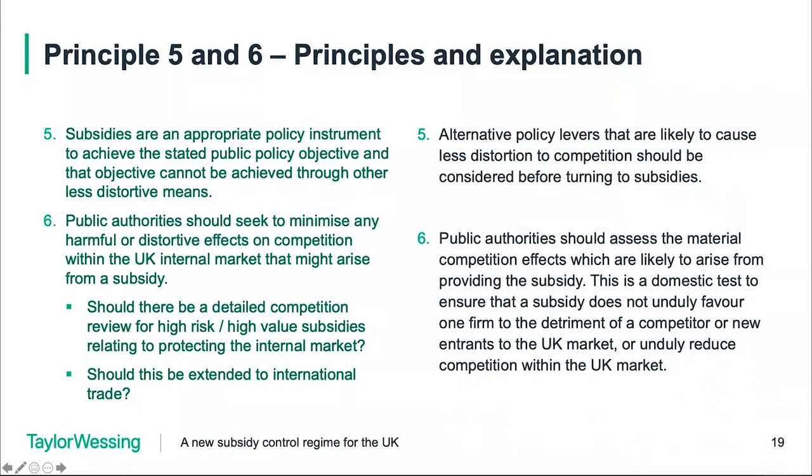Principle number 6, public authorities should seek to minimize any harmful or distortive effects on competition within the UK internal market that might arise from a subsidy. Principle number 6 is key to this government because, again, they're concerned about subsidies granted by the devolved nations. So actually, in relation to this principle, the government asked if in this scenario there should be a detailed competition review for high-risk, high-value subsidies in order to protect the internal market. And if it's a good idea to include it, then should it be included also to international trade?